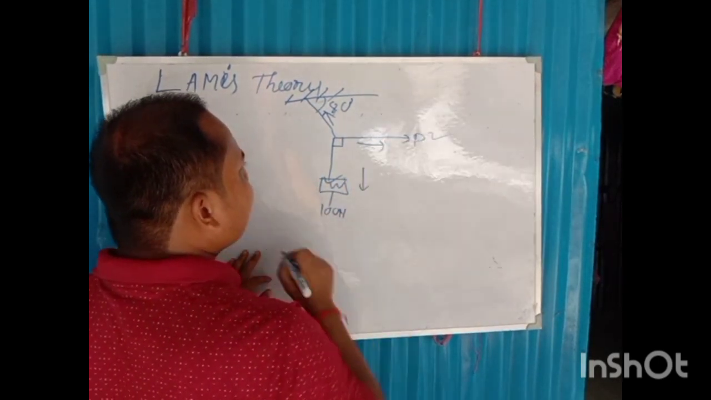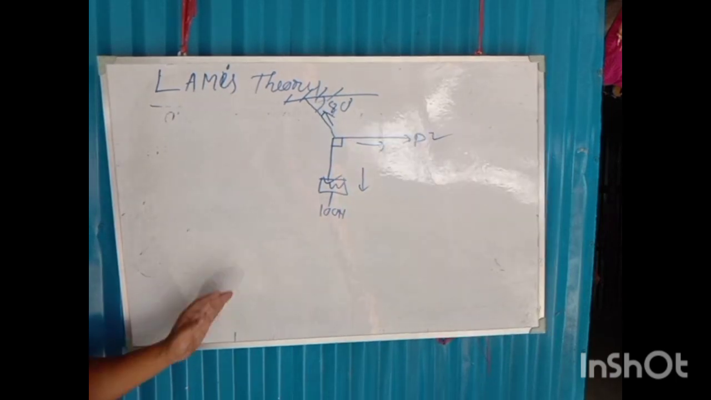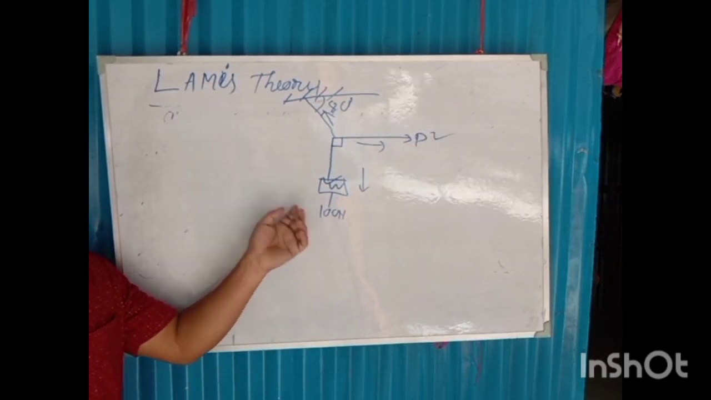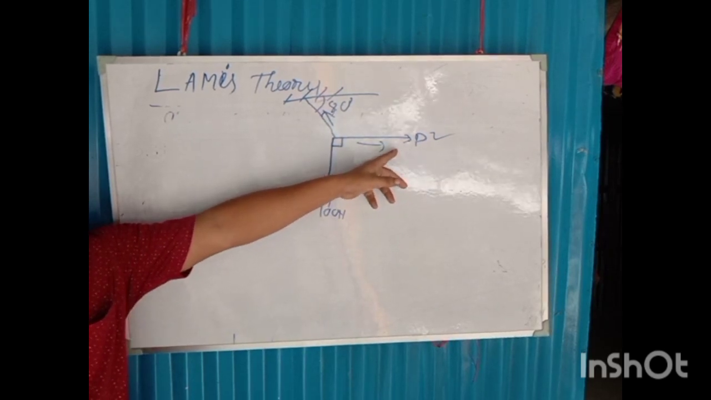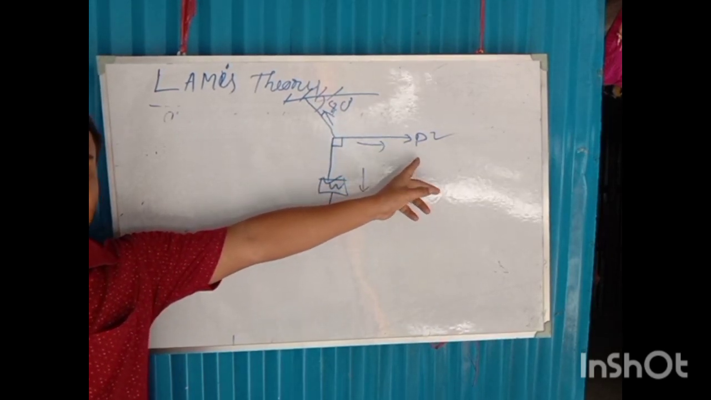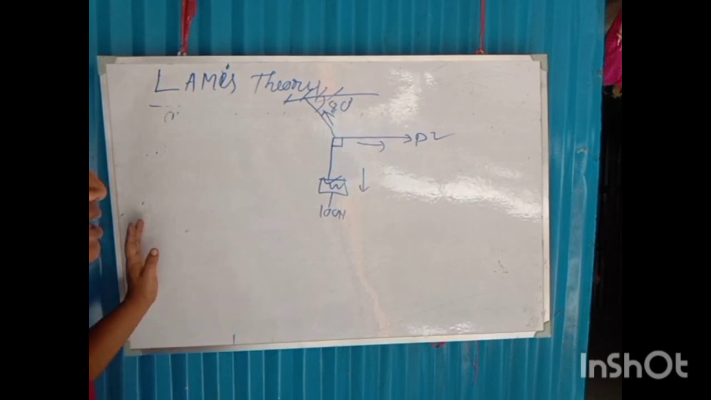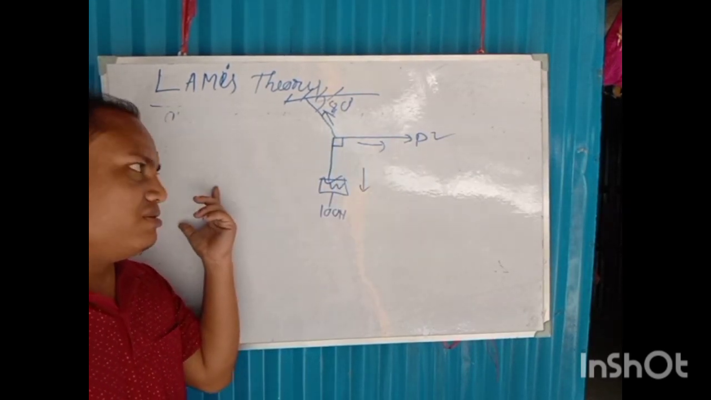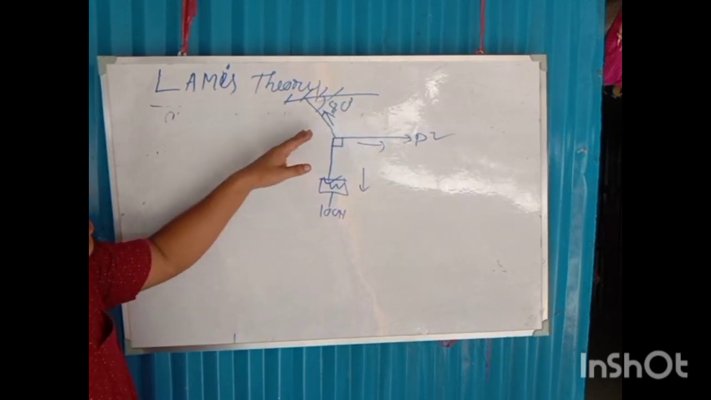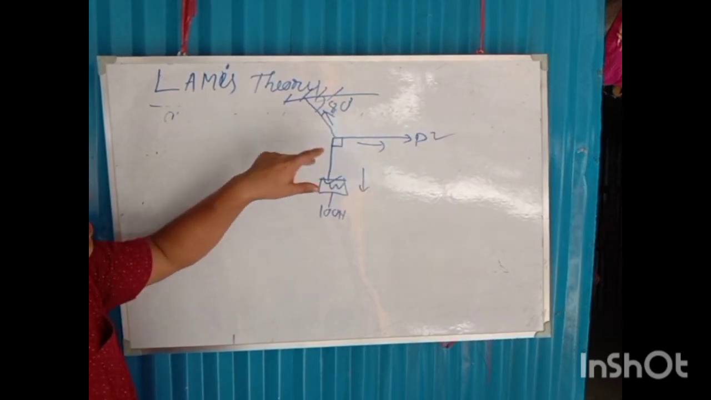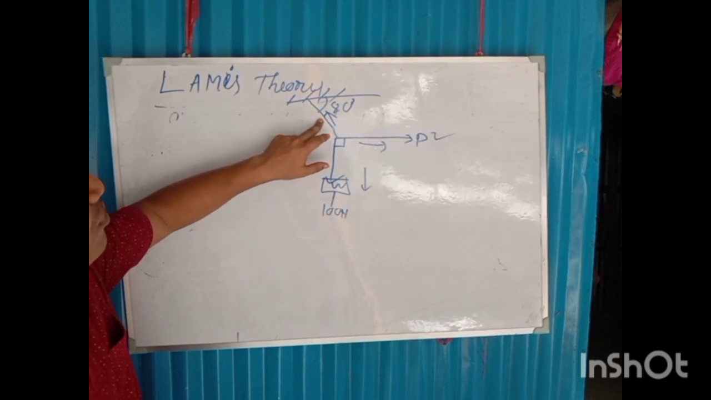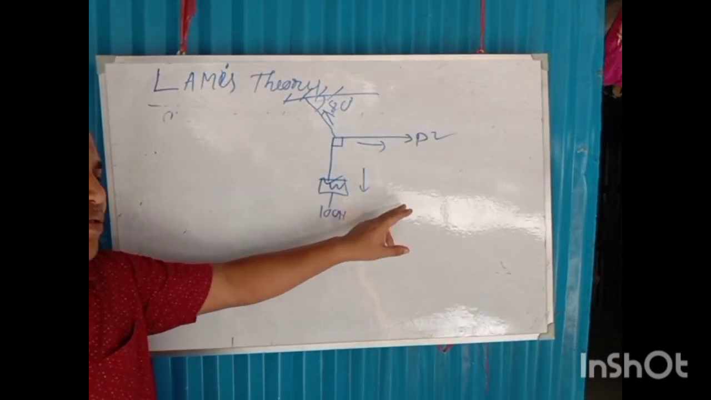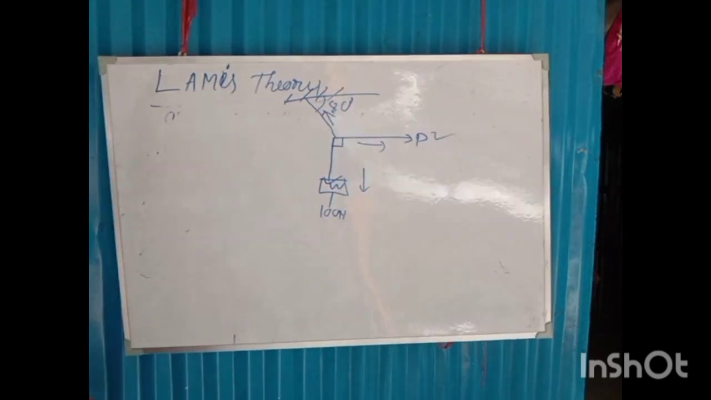Please note that. How will we calculate the value of P? We can calculate the value of P by Lami's theorem. Basically, we know that three forces are acting. This is the tension force, this is the P force, and this is the weight. Weight means the force, one type of force.